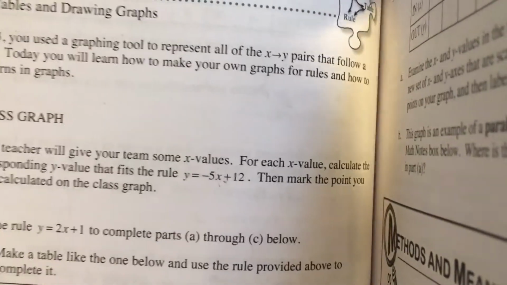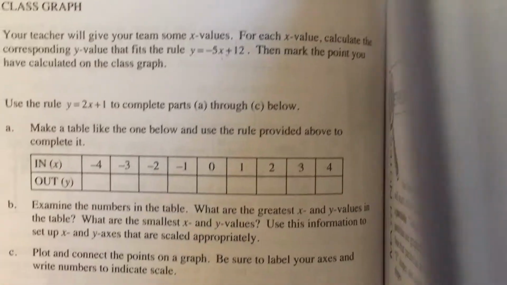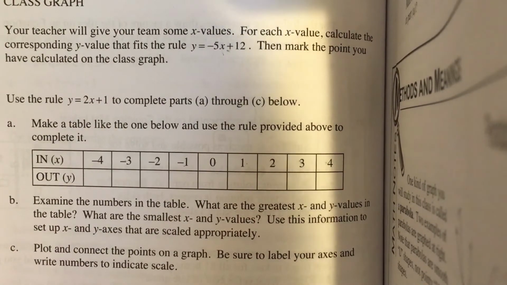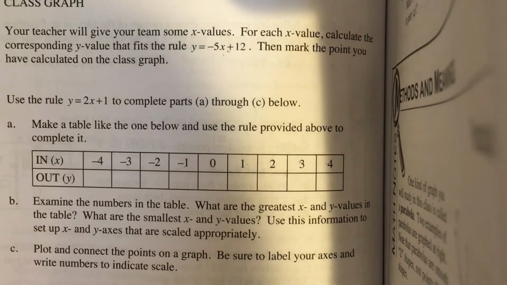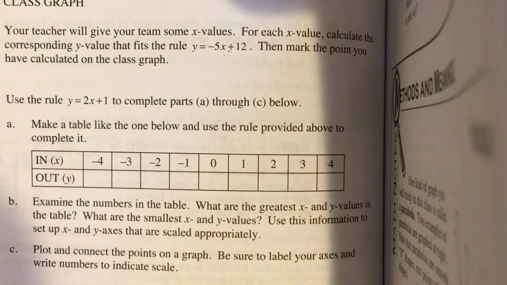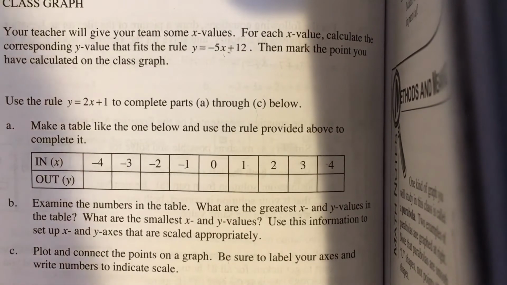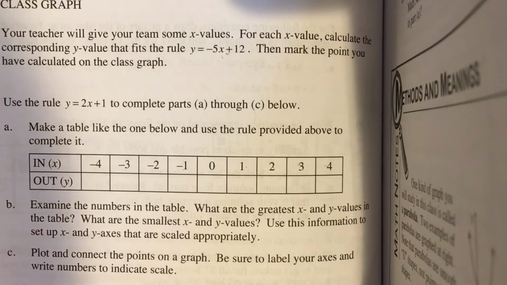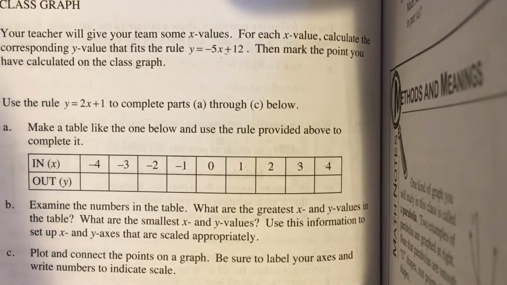Okay, so for 3-34, they give you this rule. It says use the rule y equals 2x plus 1 to complete parts A through C. So the rule they give you is y equals 2x plus 1. They give us the rule in algebraic form. When you were doing the tables last week, you were telling me the rule in words. Some of you went ahead and did it algebraically, which is good. But what that rule means, it's saying that my output value, to get that, I'm multiplying x by 2, and then I'm adding 1. So I'm doubling x and then adding 1.